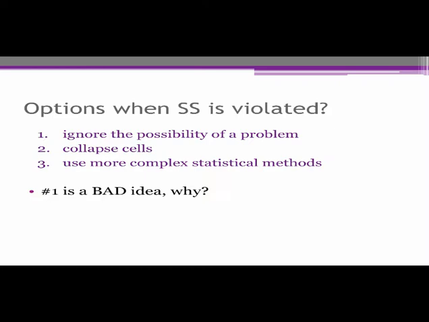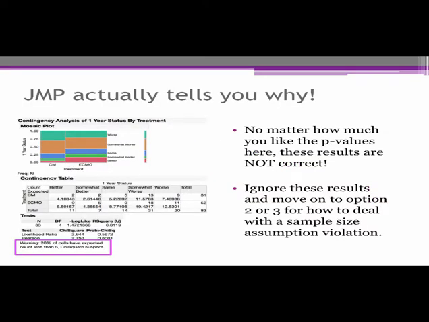Well, you actually know it's bad because you know that we cannot rely on a large sample test. We don't have the sample size that we expected to need to rely on a chi-square test. And in fact, JMP tells you you can't do this. If you look down at the bottom of your fit y by x output in JMP, you will get a warning: 20% of cells have expected count less than 5. Your chi-square results are suspect.